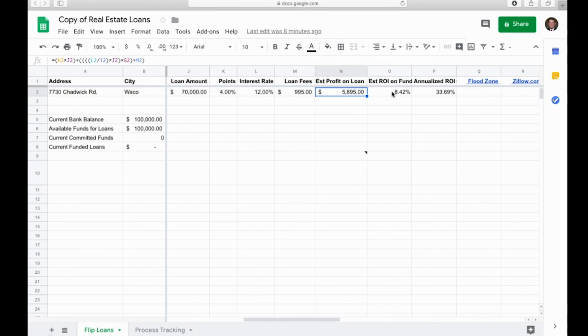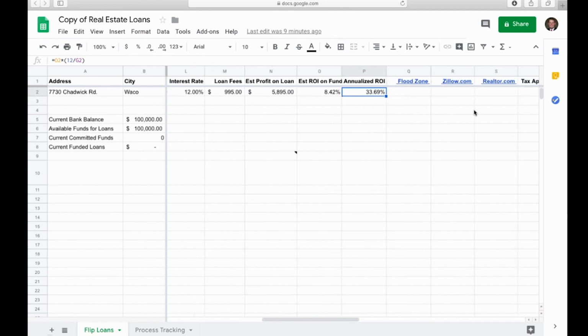The estimated return on investment on my money is 8.42%. And in a perfect world, if you could do this loan over and over, if it's a 3-month loan, in 12 months we could do it 4 times, so that's 12 months divided by 3 months is 4 times, you would be able to make an annualized ROI of 33.69%. One of the things that I look at here is I always want to see, am I making at least 20% plus annualized on my money?